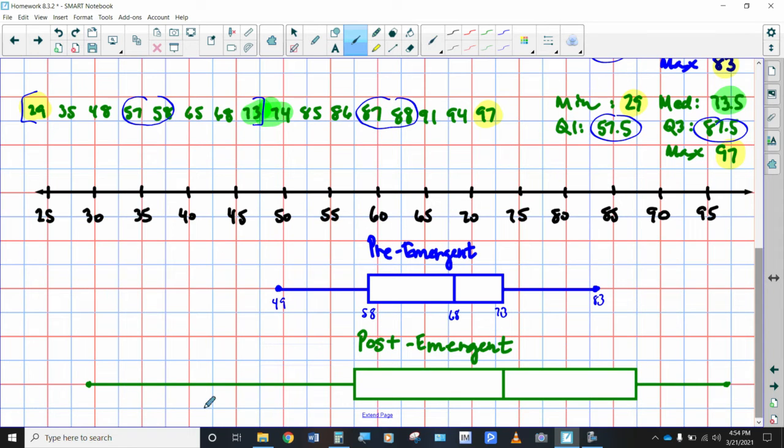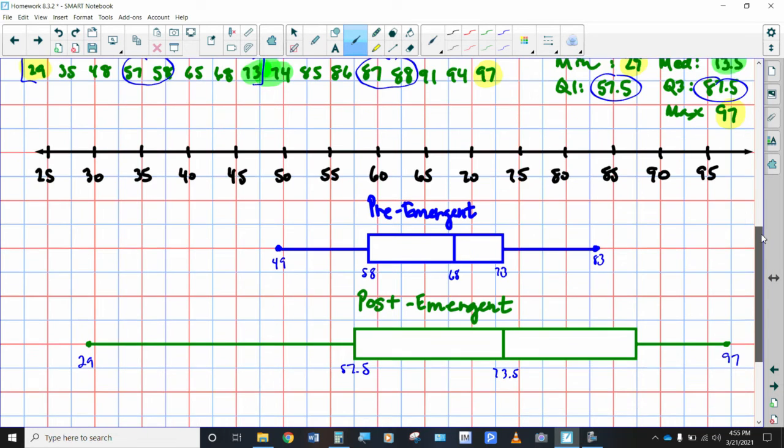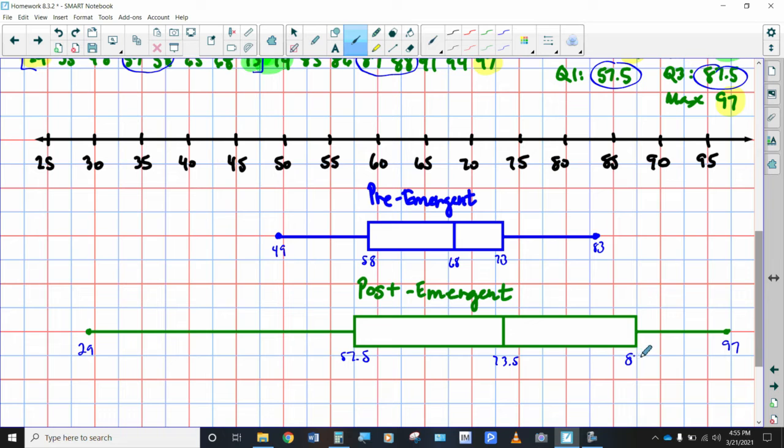Now we take our post-emergent thrushes and we label our minimum, our maximum, our median is 87, no, what is it? 73.5. Our first quartile is at 57.5 and our third quartile was at 87.5. Okay, so much more spread out post-emergent thrushes. You look at the interquartile range here, it has almost the same range as the entire data here. Look at how that's almost the size of this. Okay, so much more spread.